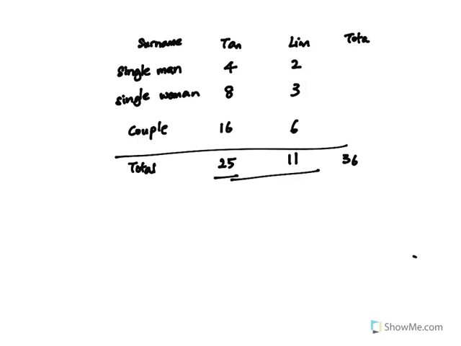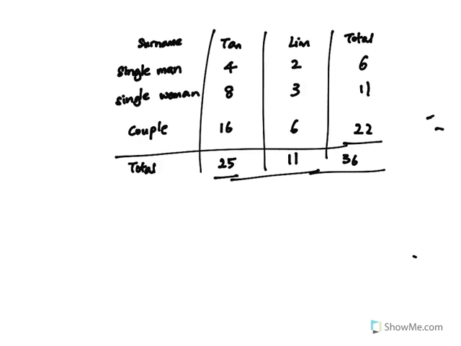The column totals here are 6 single men, 11 single women, and 22 married people. With that, we have the table of outcomes ready.